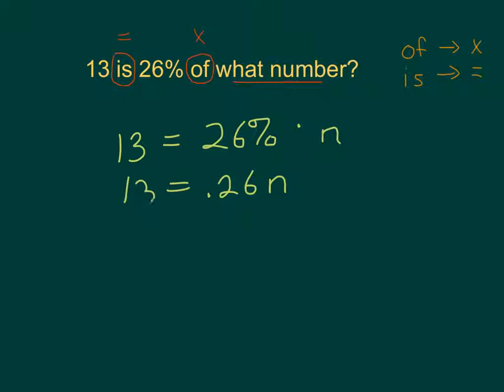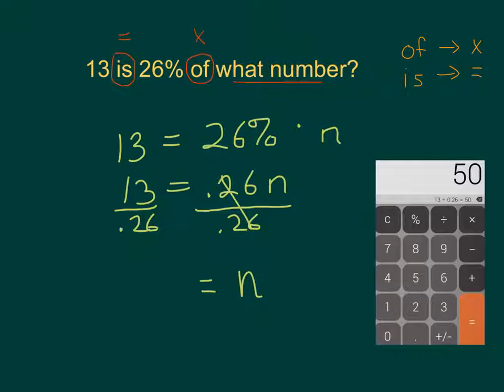and that's going to equal 13. Now when I'm solving equations, I want to get the variable by itself so I can figure out what it equals. So this is 26 hundredths times n. So to cancel out that 26 hundredths, I'm going to do the opposite. So I'm going to divide by 26 hundredths. And I know if I do it to one side, if I want to keep it equal, I have to do it to the other side. So now that cancels out, and I'm left with n equals 13 divided by 26 hundredths. And when I solve that on my calculator, I can see that I get n is equal to 50.